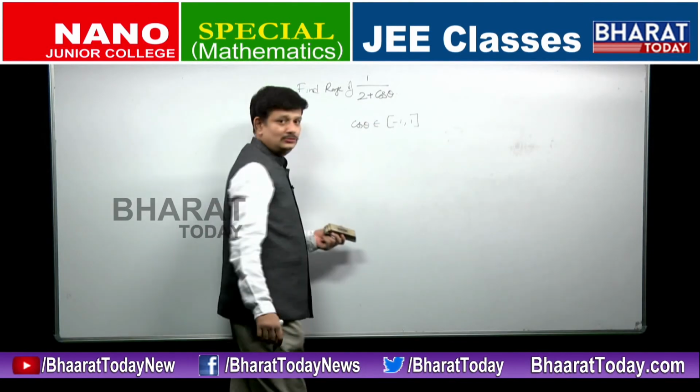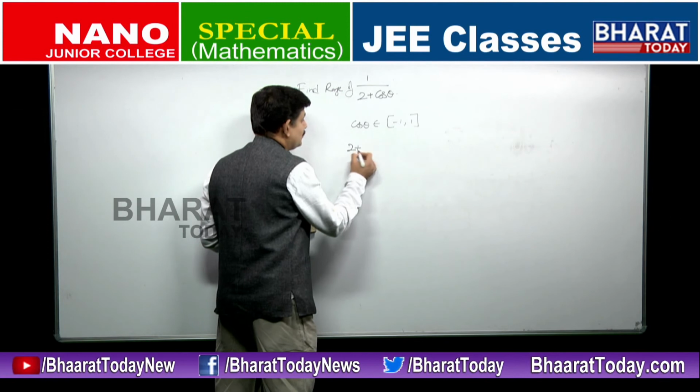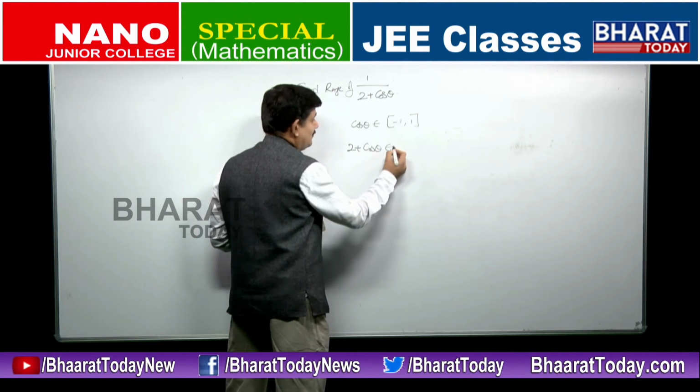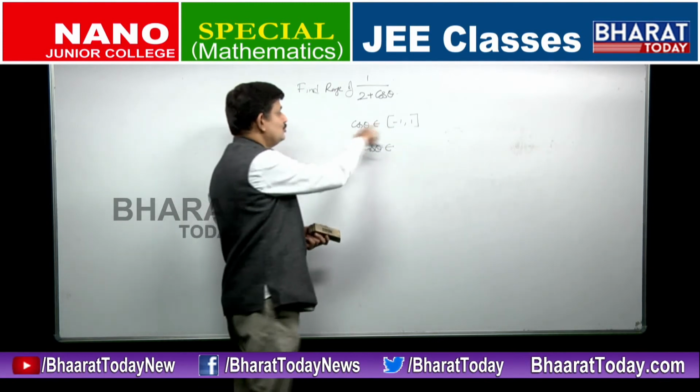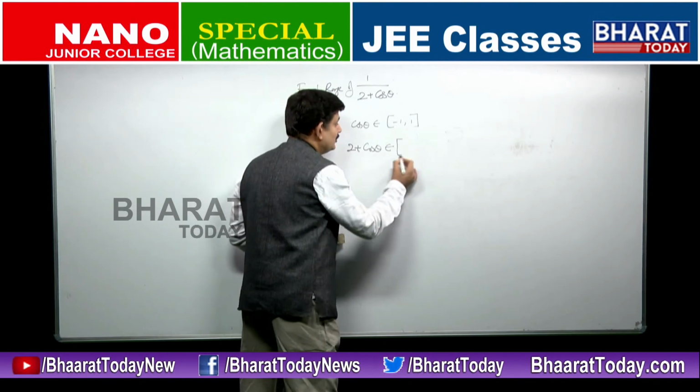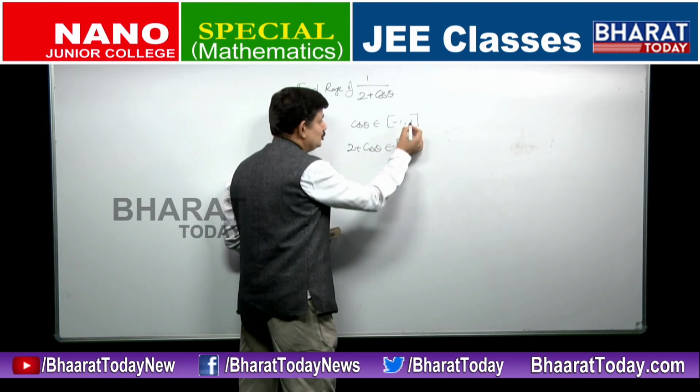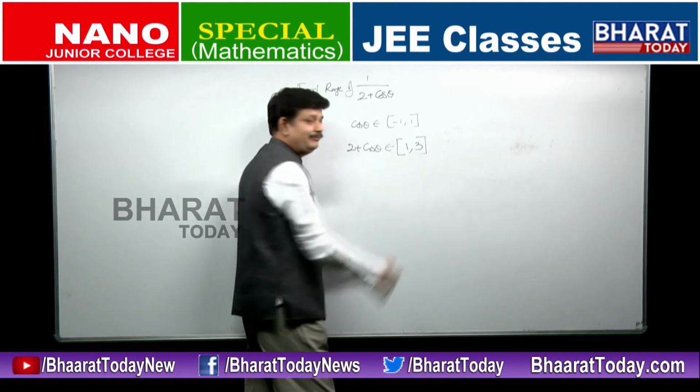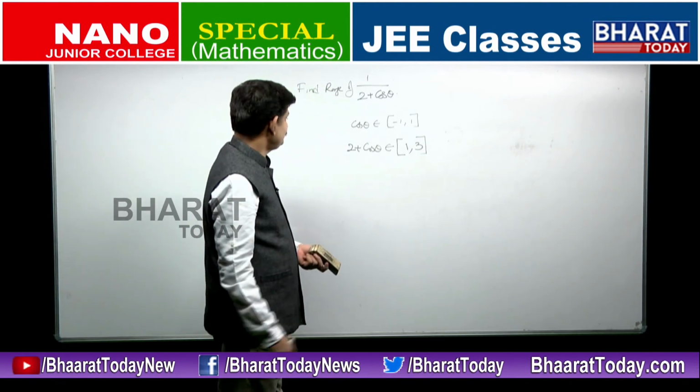So to this what I need to do? I have to add 2. So 2 plus cos theta, what all values will it take? Just add 2 throughout the inequality. 2 minus 1 is 1, 2 plus 1 is 3. It will take values from 1 to 3.